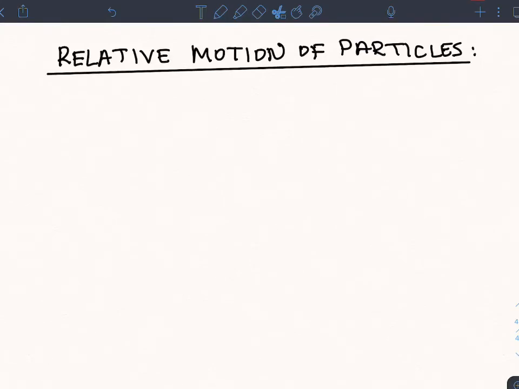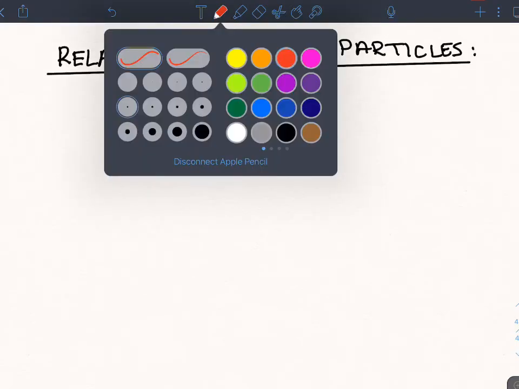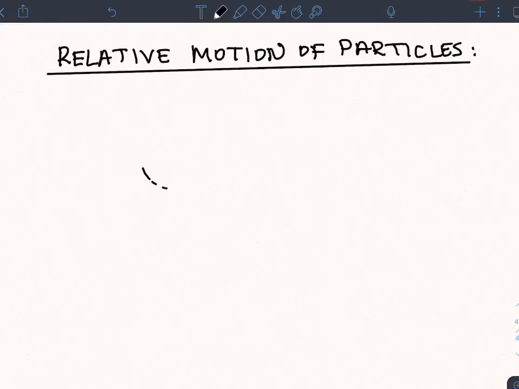Okay, today we are going to talk about relative motion of particles. When we say relative motion, what do we mean? Think about you have a particle moving on a path, let's say a path like this, and at any instant you have this particle A. Okay, so we can define the motion of A with respect to a coordinate system which is fixed to the ground. Let's say this coordinate system to be x and y.